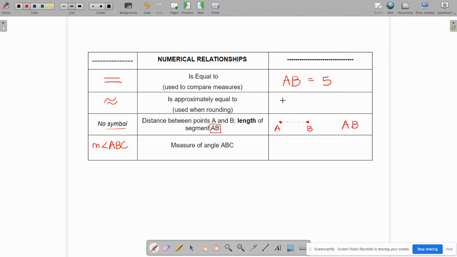Or you could say, if you're rounding, that distance from A to B, if the real distance was 4.712, is approximately 4.7 if you're going to round it. Okay. So I think that's about it when it comes to the different symbols. Check out the next video if you want to talk about how we're going to do labels on different figures.